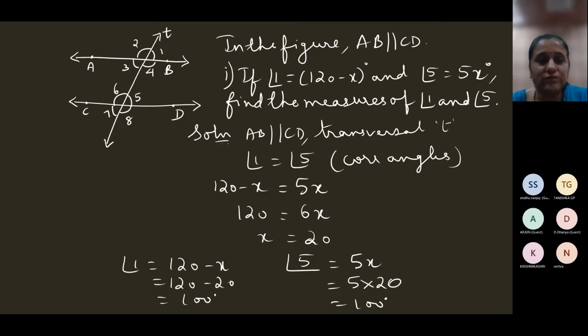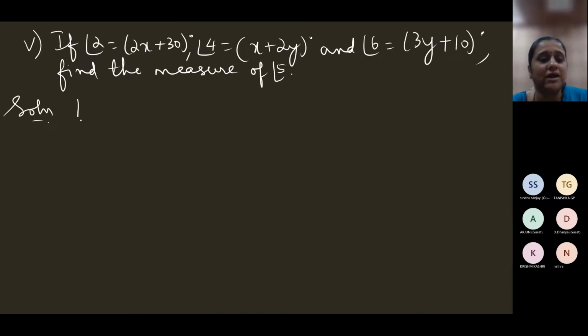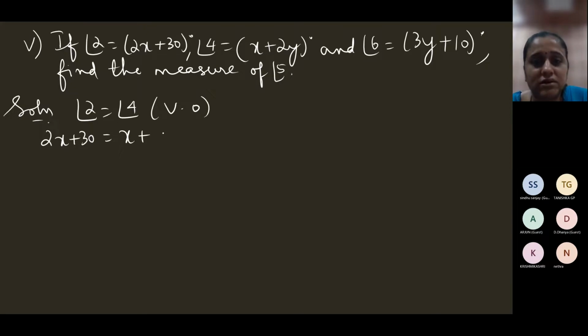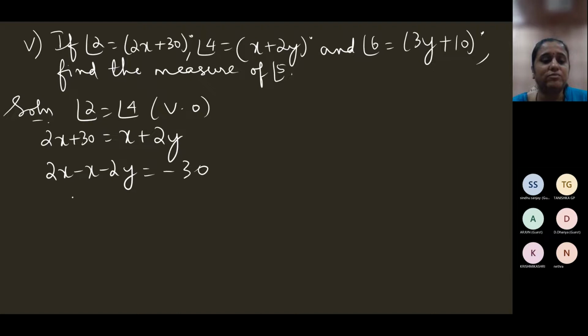What is the relation between 2 and 4? Vertically opposite angles. Angle 2 is equal to angle 4, vertically opposite angles are equal. So that means 2x plus 30 degrees is equal to x plus 2y. From this, what do you get? 2x minus x minus 2y is equal to minus 30. So x minus 2y is equal to minus 30. This is like the first equation.